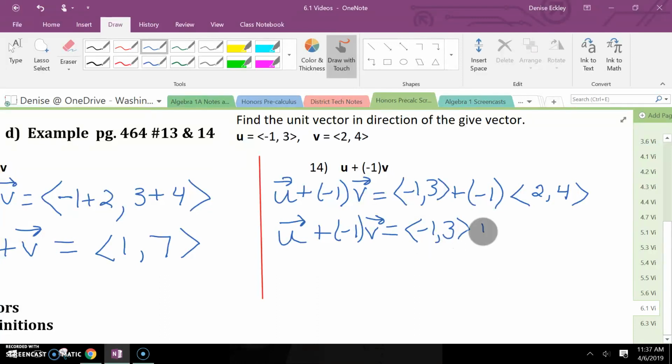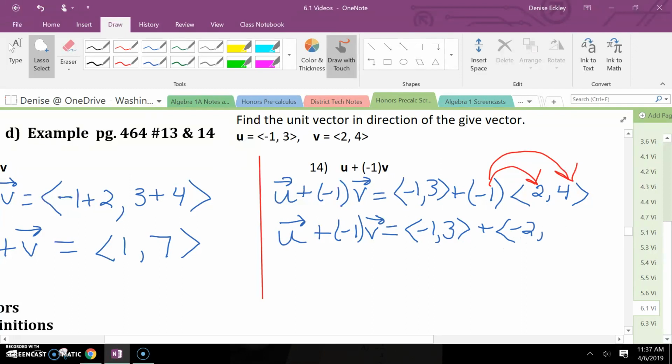And now I'm going to distribute that -1 to the second vector component. So I'm going to multiply a -1 times the 2 and a -1 times the 4. And when I do that, I now have -2, -4. And now I can do my vector addition.